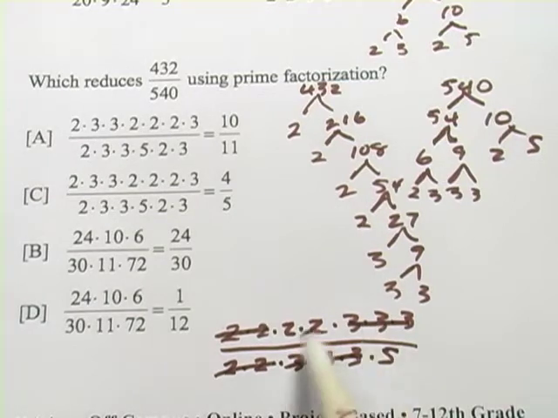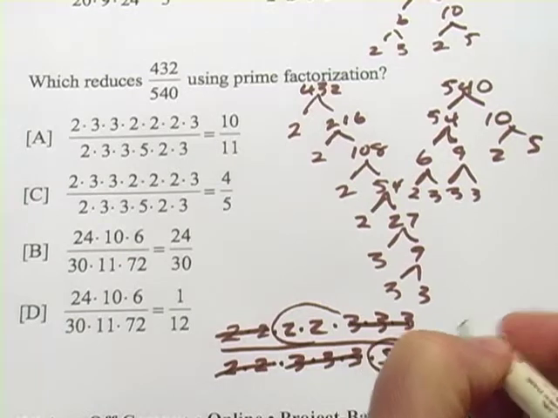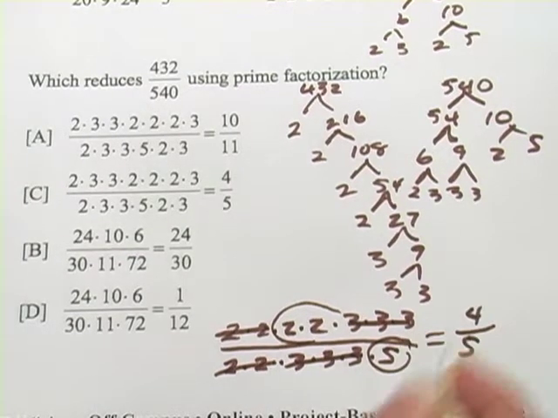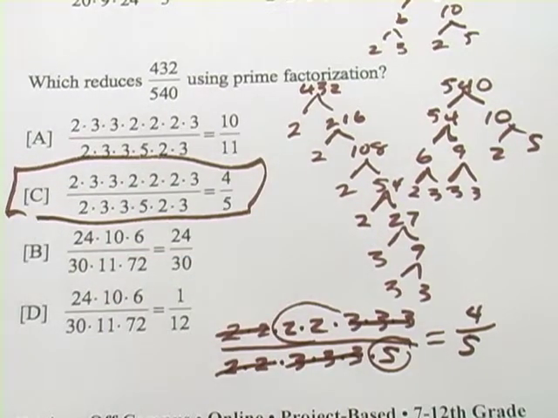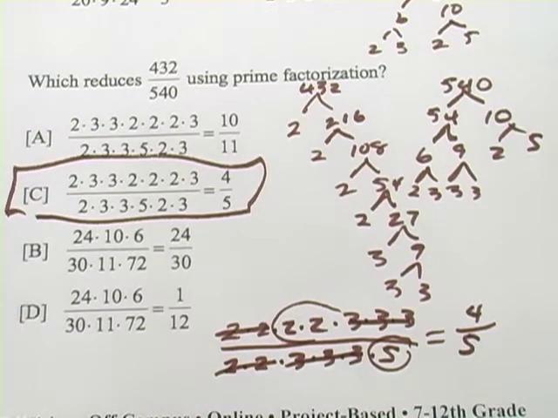And what I've got on the top that's left is just 2 times 2, and on the bottom, 5. 2 times 2 is 4, so we have 4 fifths. And looks like our correct answer is C. So that's a little bit of work with prime factorization as a method to reduce fractions.